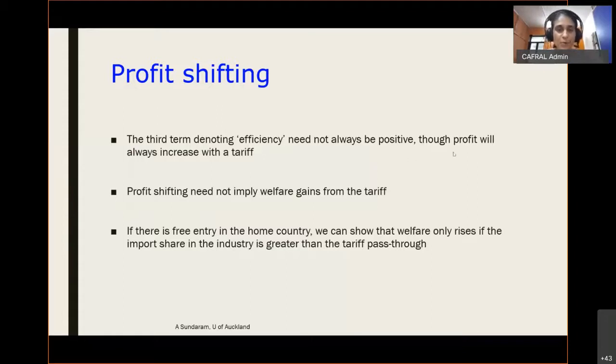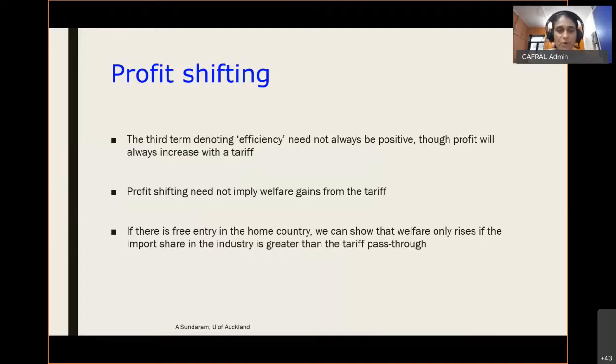Basically, if you are able to shift profits, like we saw with the Cournot case, by putting on a tariff, the Indian government shifted market share away from the foreign firm towards the domestic firm, right? So even though profit will always increase with the tariff, that doesn't always mean that the third term will increase with the tariff, because the third term is not profit. It's essentially an efficiency based term, right? So profit shifting doesn't always imply that you will have welfare gains from the tariff.